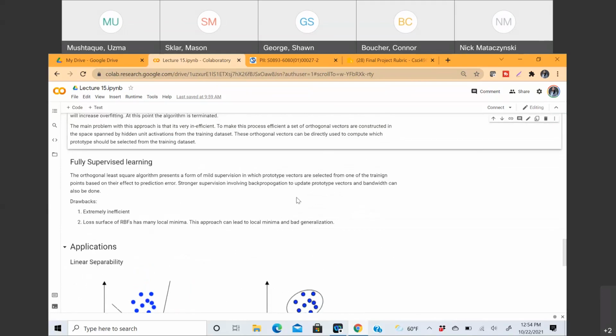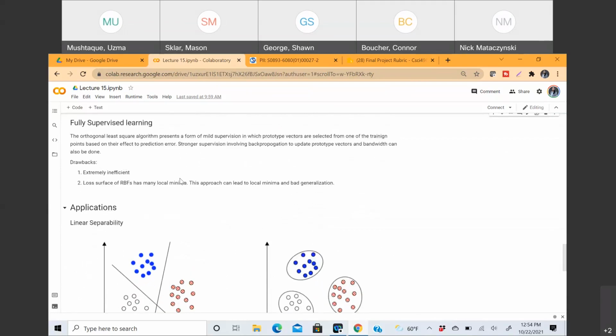Okay. The other thing is fully supervised learning. I think I already talked about that. If we are doing a fully supervised approach, then we have to have the gradients of my prototype vector and my bandwidths, and then I have to update those in addition to my weights. That can be done, but it's very inefficient, right? And usually if you think about the loss surface of my RBFs, it has local minima, and in this entire training and updating of the prototypes, your gradient descent might get stuck there. So for those two reasons, fully supervised is not used, but again, it exists, right?